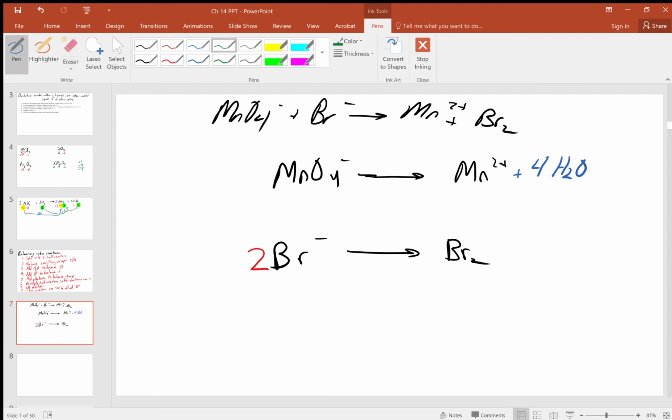Next step, add H plus to balance hydrogen. Again, the bromine half reaction doesn't have any hydrogen, so we don't have to worry about that. But the other one now has 8 hydrogens from the 4 water molecules on the right, so we need to add 8 H plus.